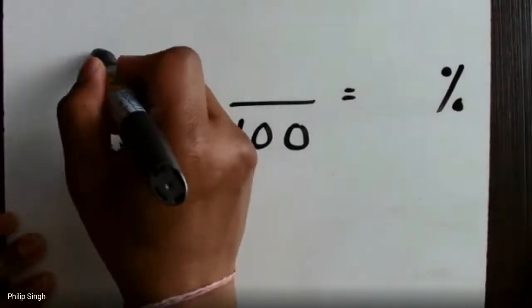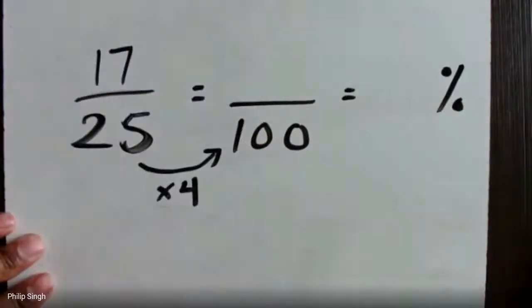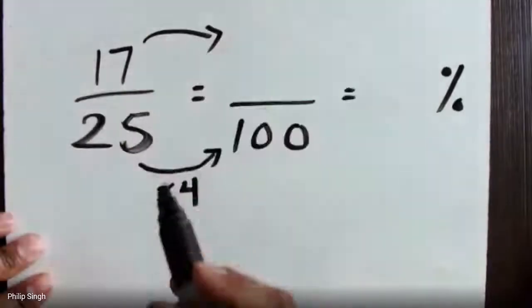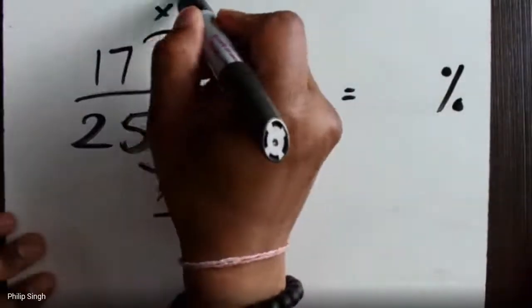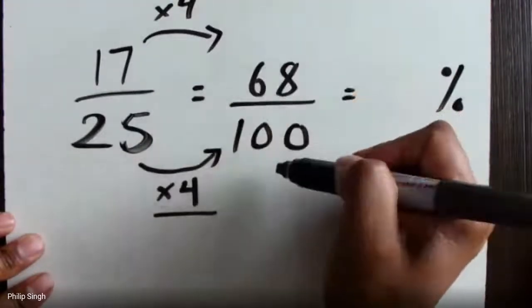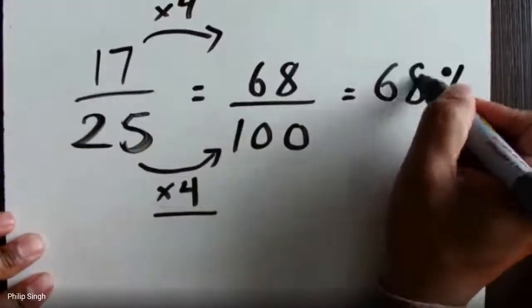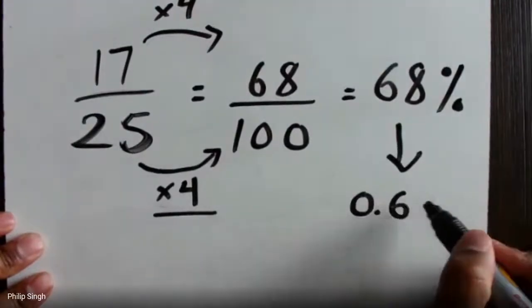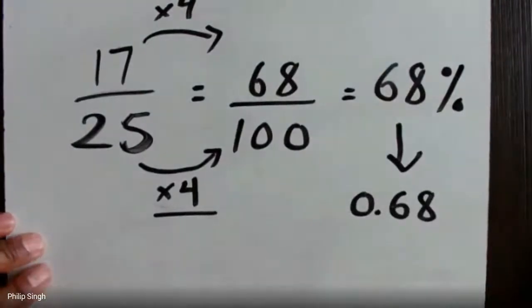So if I had 17 out of 25, I'm also going to multiply it by 4 like I did the denominator. I would get 68. So 68 out of 100 would be 68%. As a decimal, we would write 0.68.